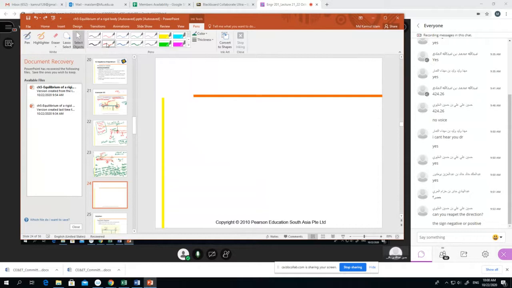We need to draw it again, sorry. So this is our beam. This is 600 sin 45, 600 cos 45, and here is how much? Tell me please. 100, and here is 200. Here is a hinge, and here is a roller.